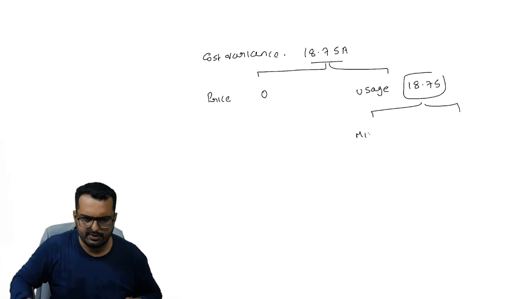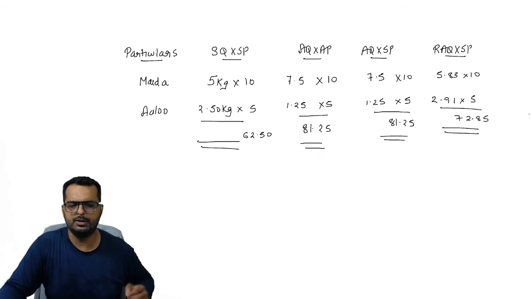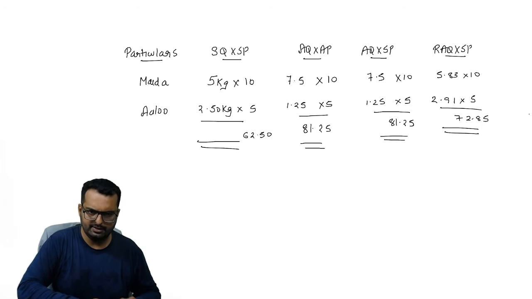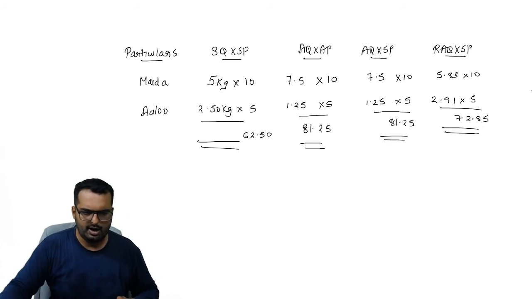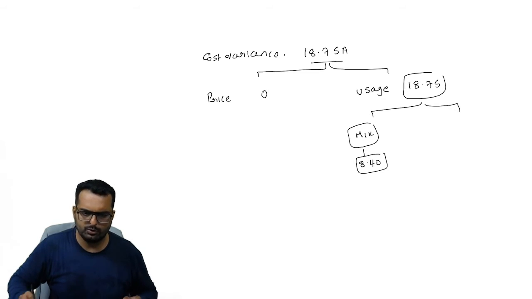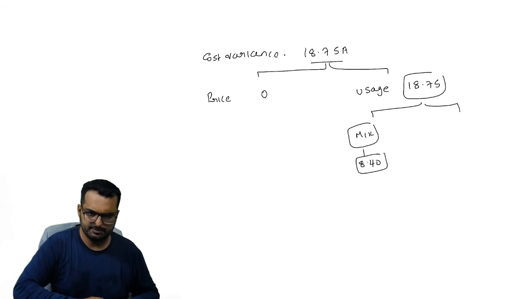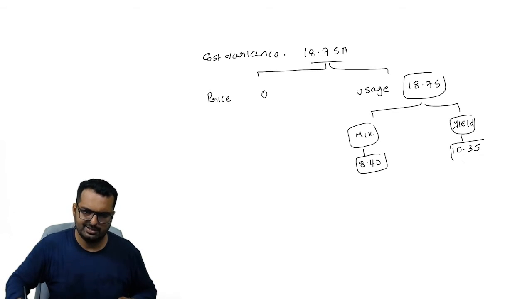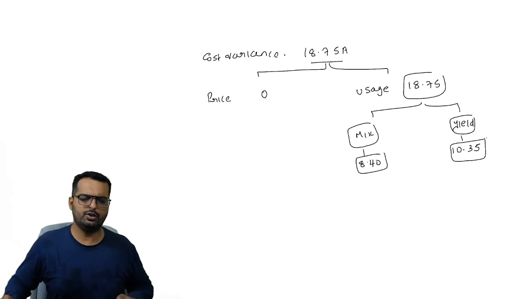Inside this, due to mix, I have lost how much money? 72.85 minus 81.25. I have lost 8.4. So the balance loss is due to other reasons. That is yield. This has no logic at all. 10.35. Can you write down this and finish it off, friends?